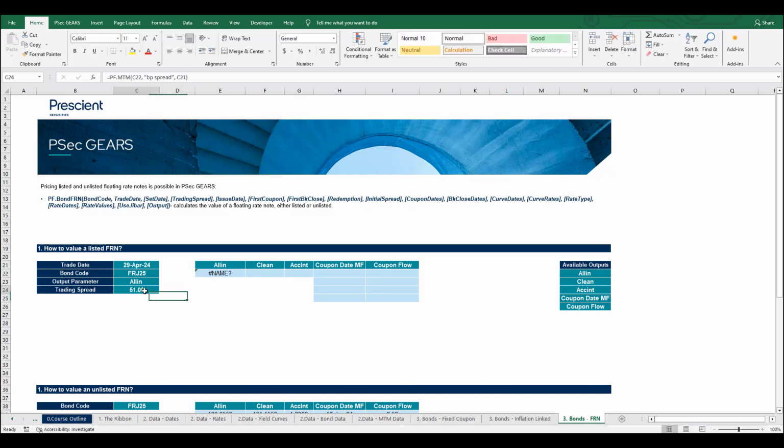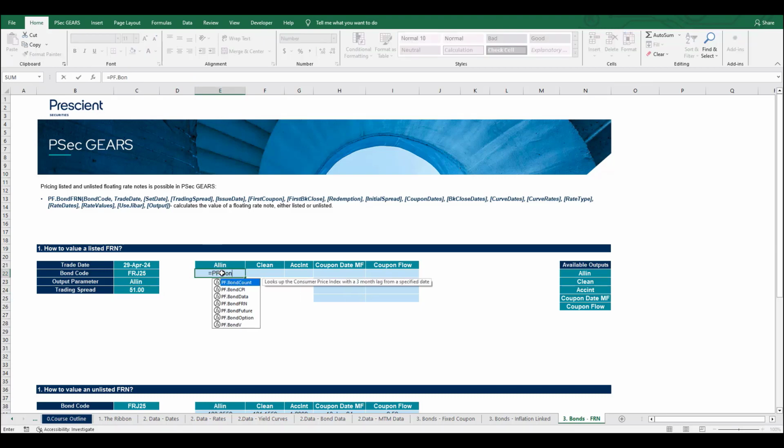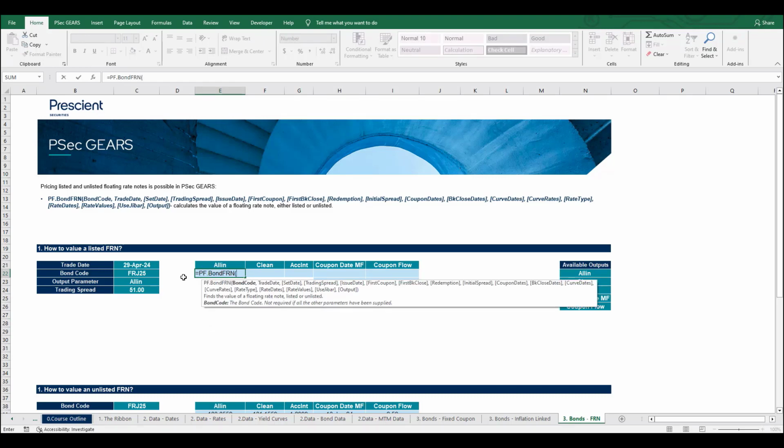So quickly jumping back here. What I'm getting here is the last basis point spread for trades on the JSE, using the pf.market-to-market function. And then over here, I want to price a floating rate note, so bond FRN. This should be fairly intuitive. You need the bond code, and that is the FRJ25. I need a trade date, and that is the 29th of April in our example.